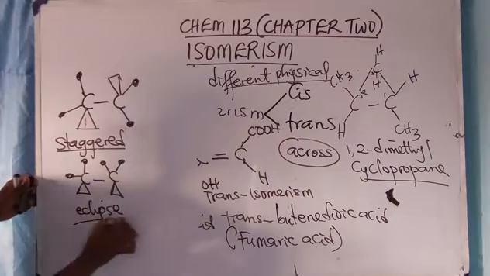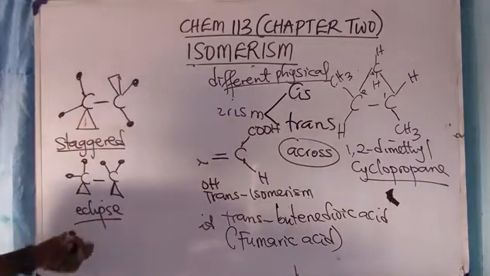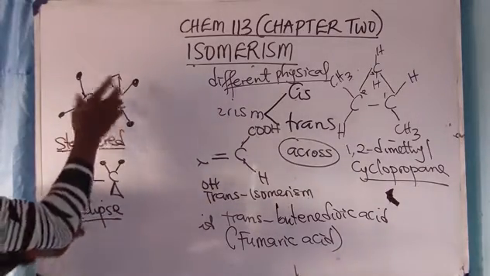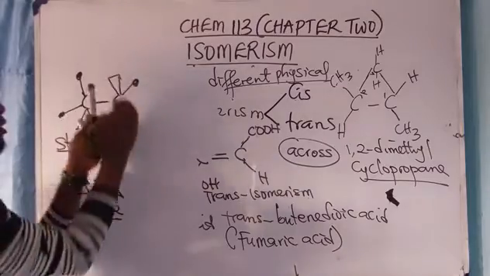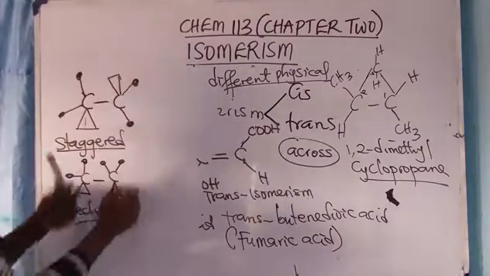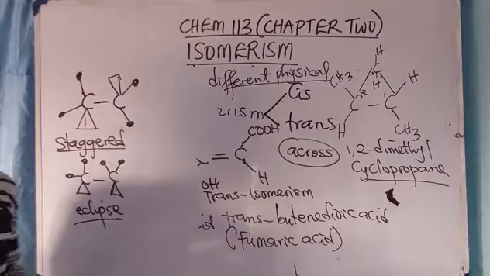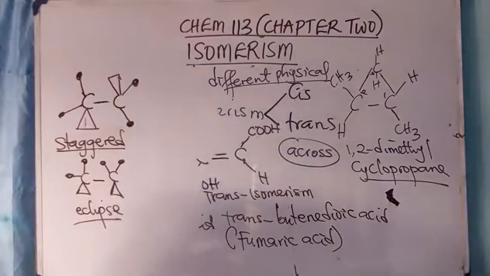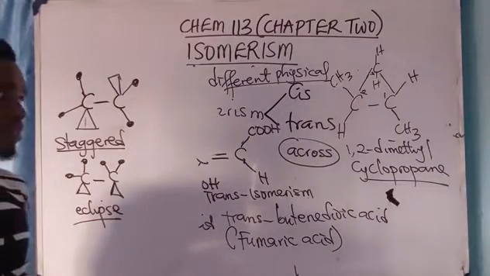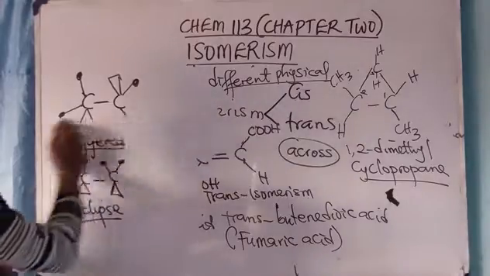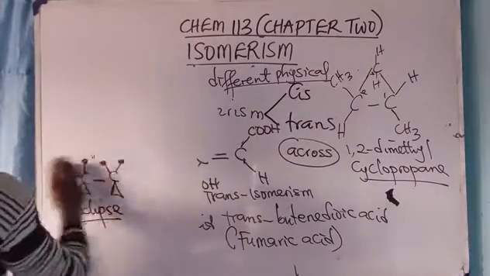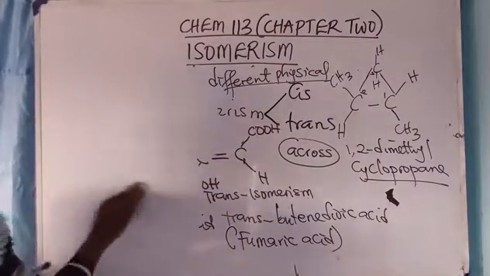Eclipse rotation. So the staggered and eclipse rotation is found in alkanes, because they can easily rotate. If I bring this now, I now have this. So please, everything about geometric isomerism is dealt with. And the next one is what? Optical isomerism. I love optical isomerism.